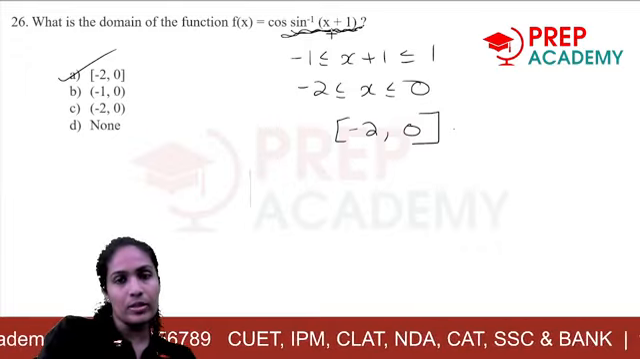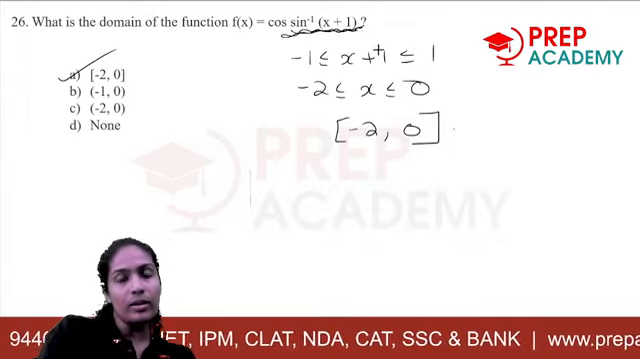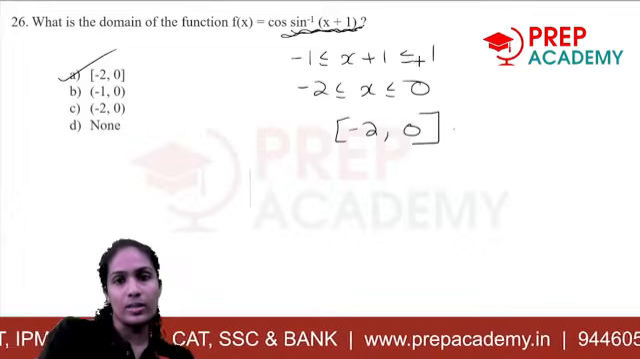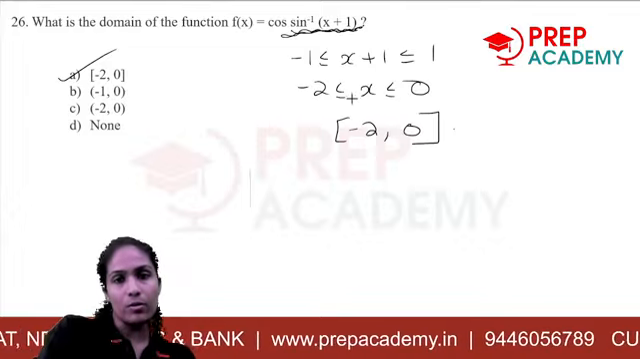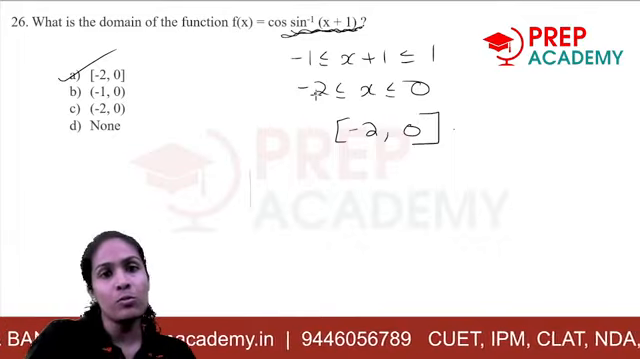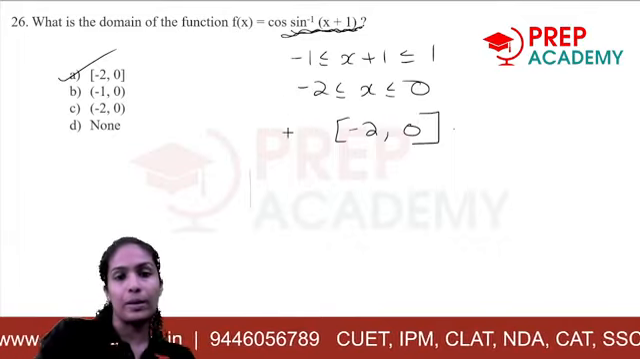Domain of sine inverse is minus 1, 1. But here in place of x you have x plus 1. So minus 1 less than or equal to x plus 1 less than or equal to 1. So minus 2 less than or equal to x less than or equal to 0. The domain is minus 2 comma 0. Option A.